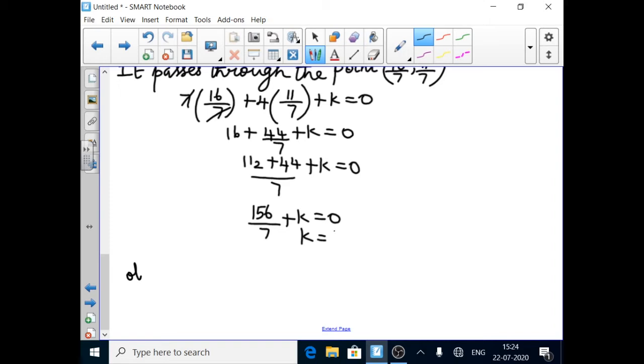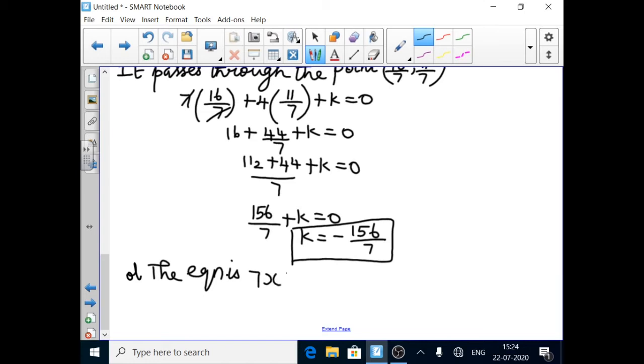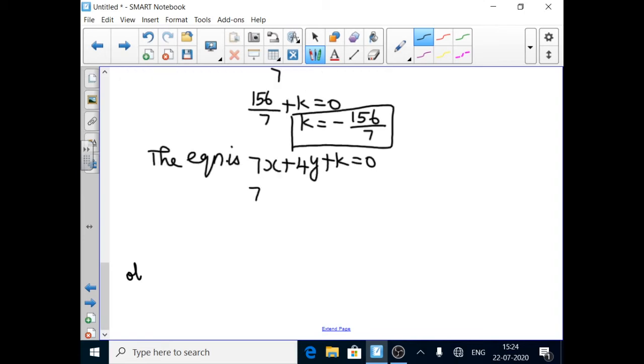So k equal to minus 156 by 7. Now substitute this value, because it is in the form of a fraction. The equation is 7x plus 4y plus k equal to 0. Instead of k, substitute: 7x plus 4y minus 156 by 7 equal to 0.